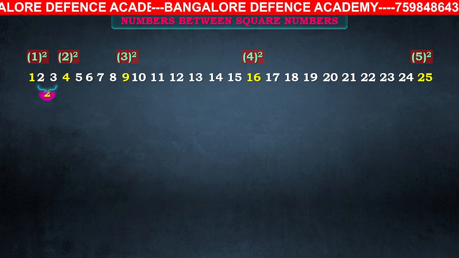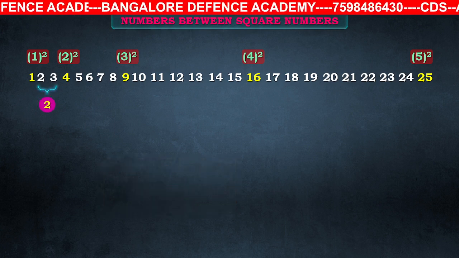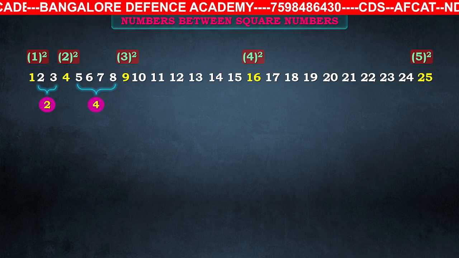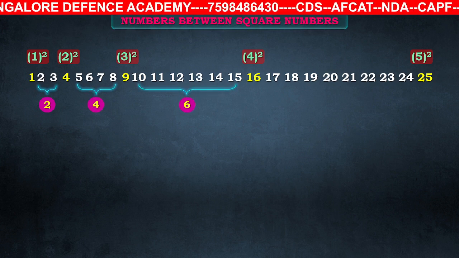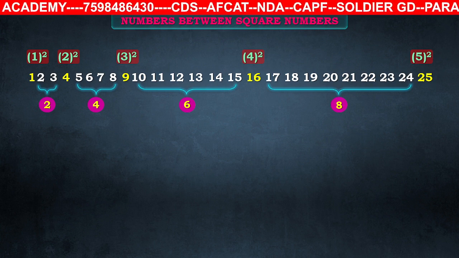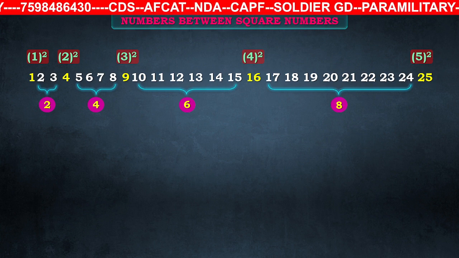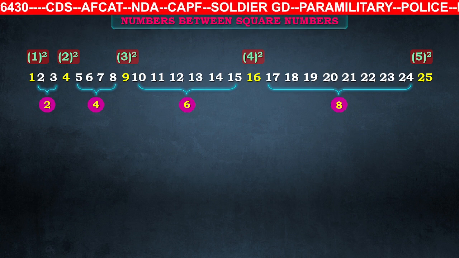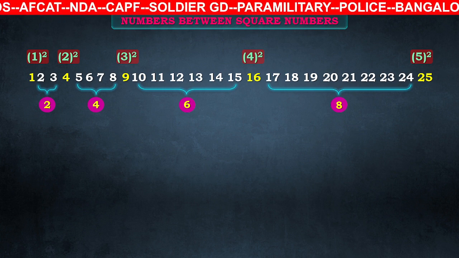Observe the interesting pattern between two consecutive square numbers. Between 1 and 4 you have 2 numbers. Between 4 and 9 you have 4 numbers. Between 9 and 16 you have 6 numbers. Between 16 and 25 you have 8 numbers. So look at this, 2, 4, 6, 8. The count is increasing by two each time.